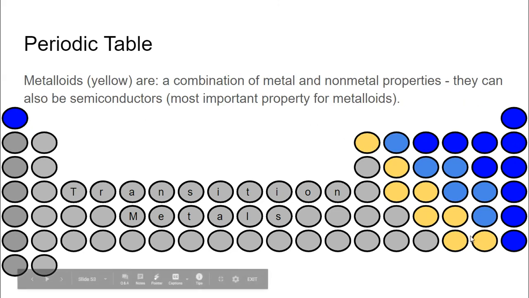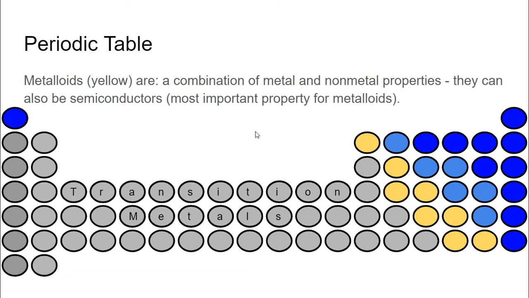Now, metalloids in the yellow, these are going to be elements with a combination of metal and nonmetal properties. More specific to metalloids is the semiconductor property. A semiconductor is going to be the most important physical property of metalloids because it's different from metals or nonmetals. Semiconductor means that this will conduct heat and electricity under specific circumstances, and it will not under other circumstances. So semiconductors are really important to us. Semiconductors are going to be the important physical property for metalloids.